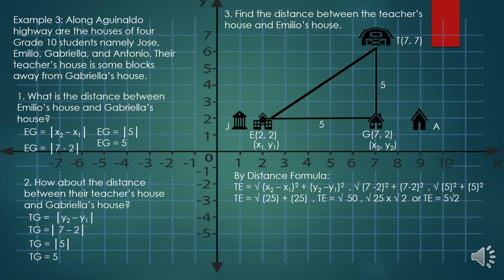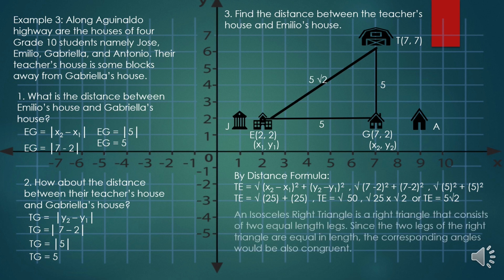That's why we have 5 square root of 2. Square root of 2 is approximately 1.41 times 5, and that is 7.04. Meaning to say, from the teacher's house to Emilio's house, there are 7 houses away.